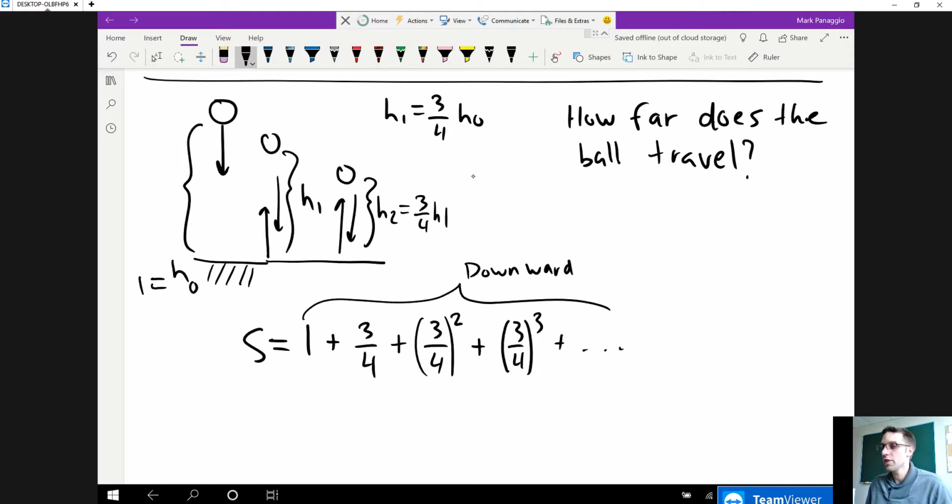And then if we want to think about how far you travel when you're bouncing back up, well, for the first bounce, we didn't actually go up at all. We just went down. But for the second one, we had to bounce up exactly to the same height that we dropped. So we'll have 3/4. And then for all the subsequent bounces, we'll bounce up the exact same amount that we fall down.